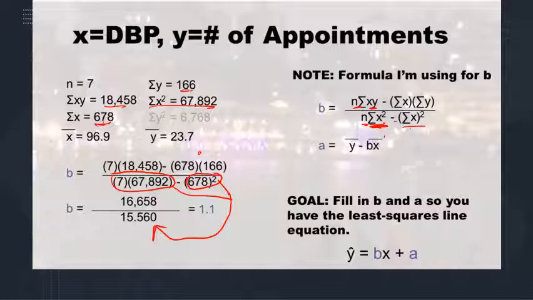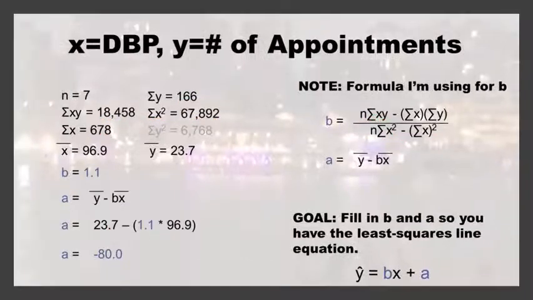No, what the heck? 15, that's a comma. 15,516. Okay, and then go ahead and divide, and our B turns out to be 1.1. Okay, so next step is for us to work on the A now that we have our B, right?